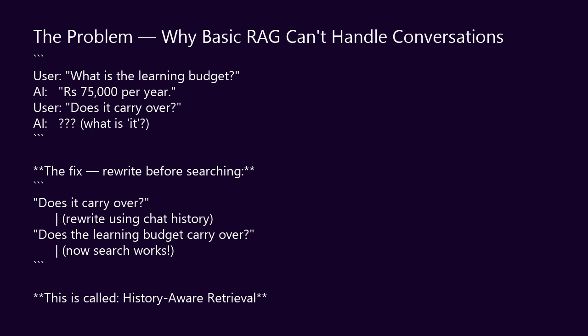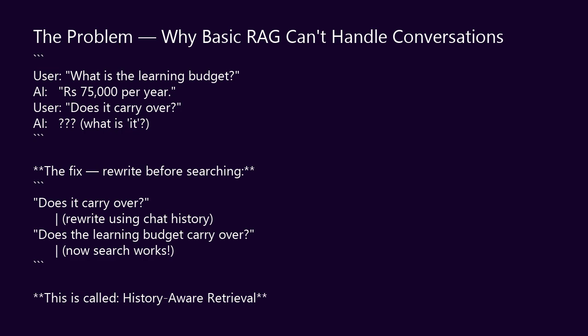You and I understand that from context. But the RAG system doesn't. Each question is processed independently. There's no memory. No context from the previous question. So when the retriever searches for "does it carry over?", it doesn't know what "it" refers to. It might find documents about leave carryover instead. Or it might find nothing relevant at all.